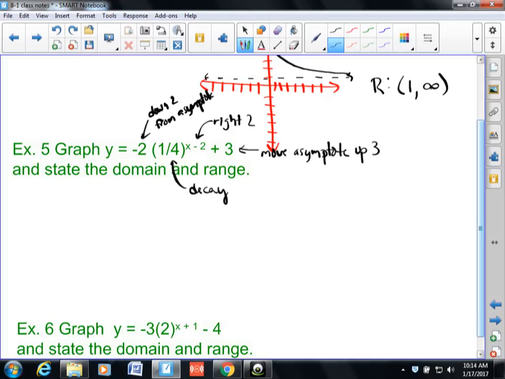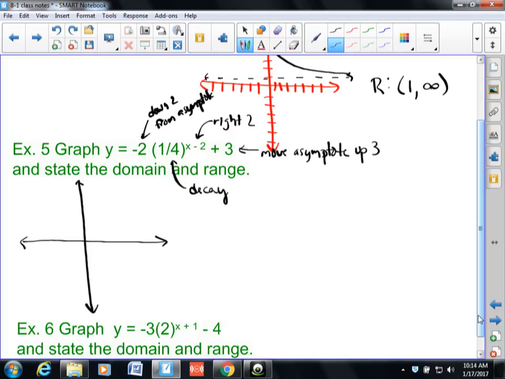And the negative means it's going to reflect. Ooh, so think about that. This is a lot to think about, isn't it? Okay, so one thing at a time. So first we'll get our asymptote in here.